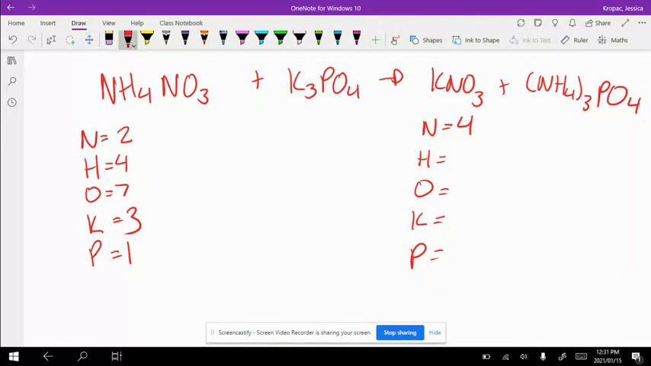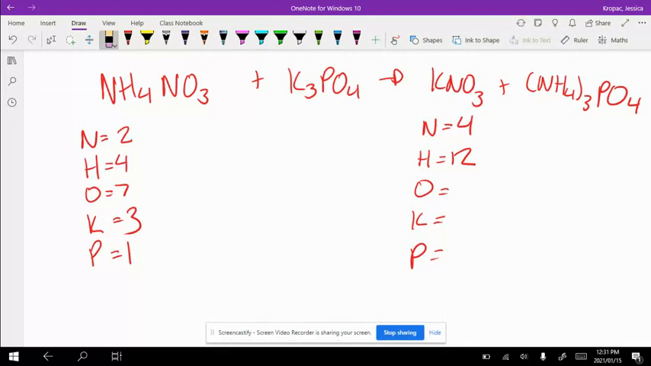Now let's take a look at hydrogen. I only have hydrogen in one spot here, and it is again with this bracket. So inside the bracket, I have 4 hydrogens. Outside the bracket, I have 3. So total, I'm going to have a total of 12 hydrogens.